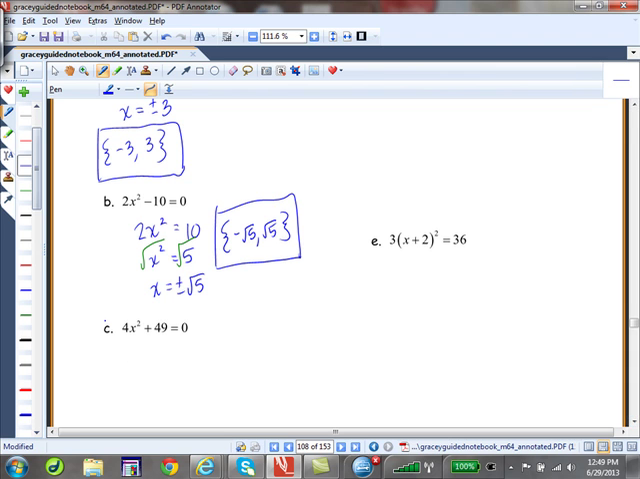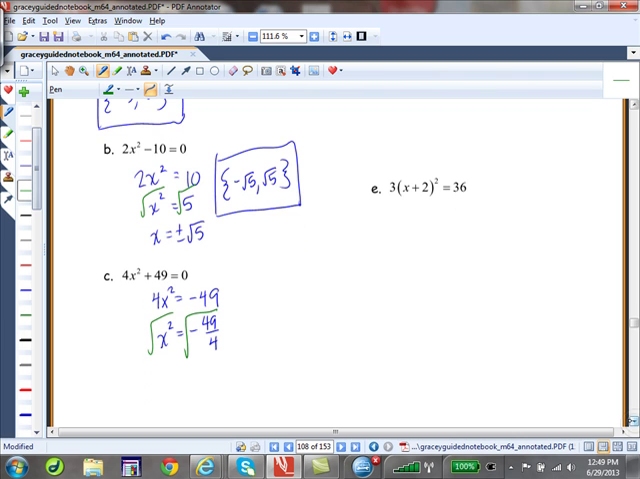Again, now we're in the complex number system, so it's okay to have negatives under the radical. If I subtract 49 from both sides, I'll get 4x squared is -49. x squared will be -49/4 after dividing both sides by 4. And square rooting both sides of the equation, we get, good, x is, what am I going to get here?